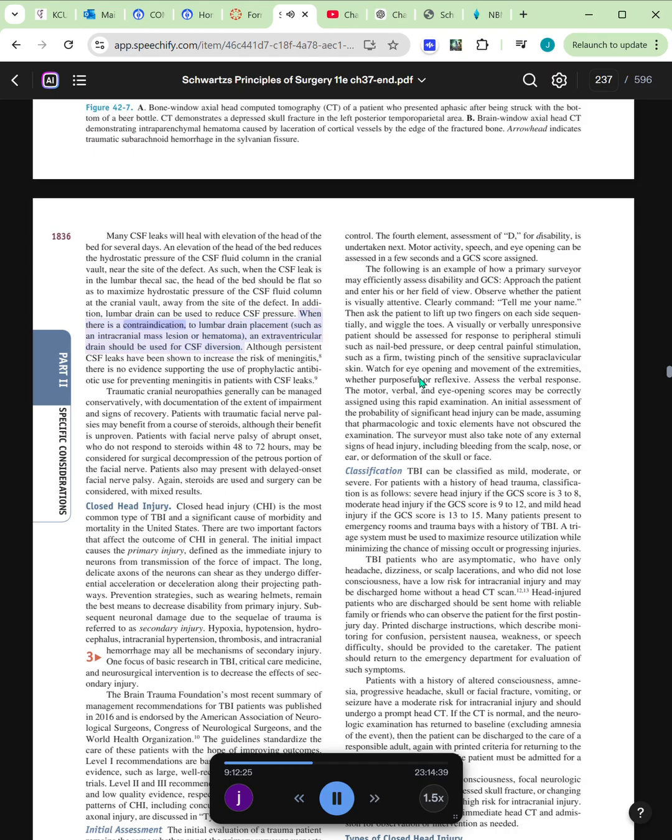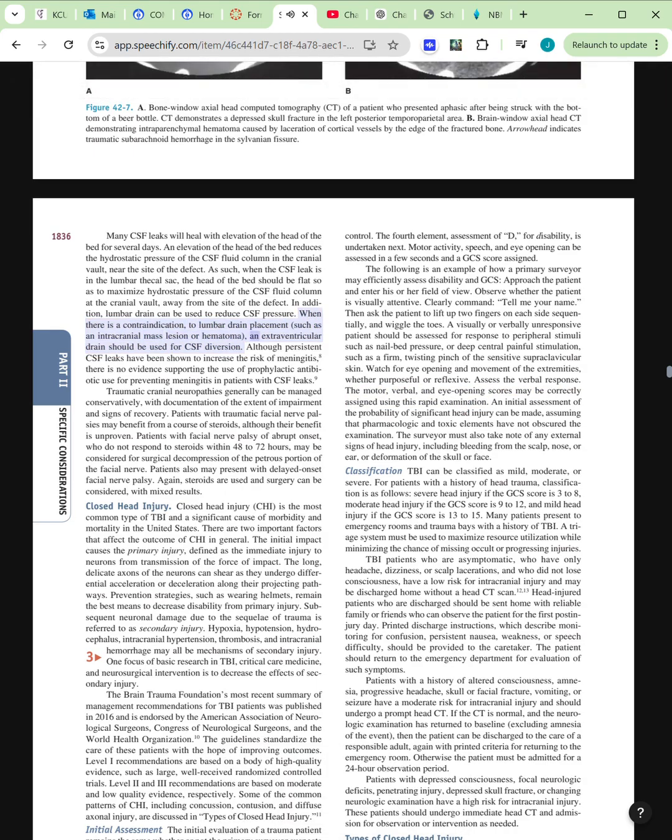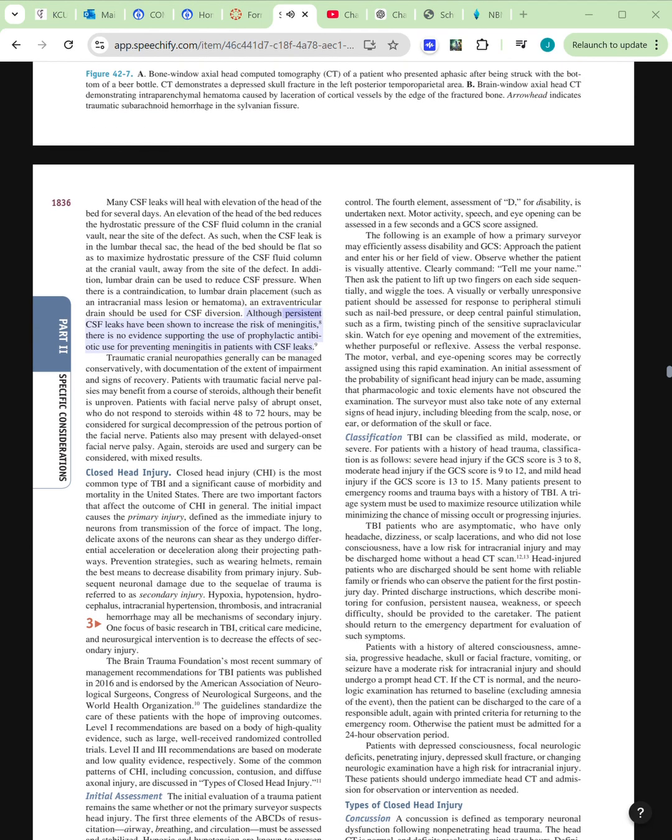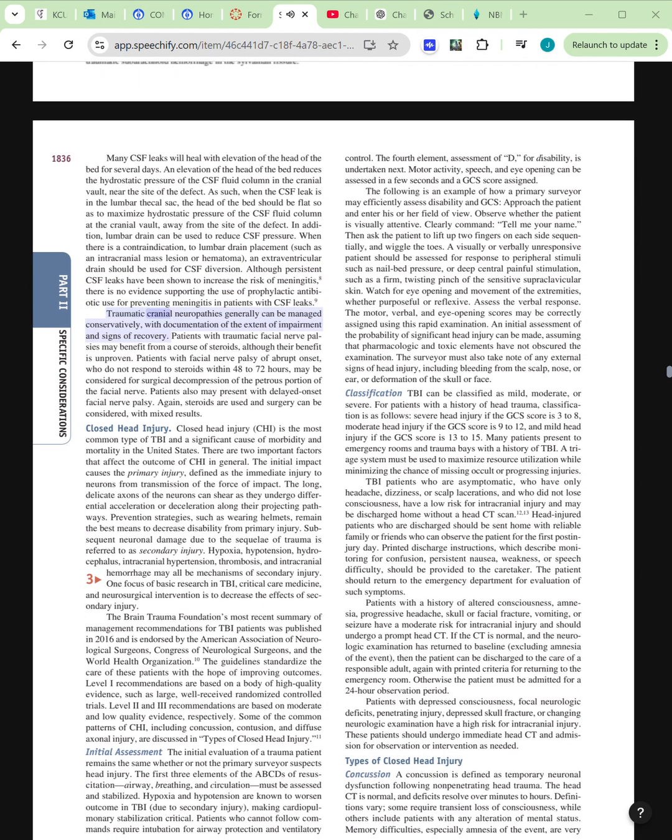When there is a contraindication to lumbar drain placement, such as an intracranial mass lesion or hematoma, an extraventricular drain should be used for CSF diversion. Although persistent CSF leaks have been shown to increase the risk of meningitis, there is no evidence supporting the use of prophylactic antibiotics for preventing meningitis in patients with CSF leaks. Traumatic cranial neuropathies generally can be managed conservatively, with documentation of the extent of impairment and signs of recovery.